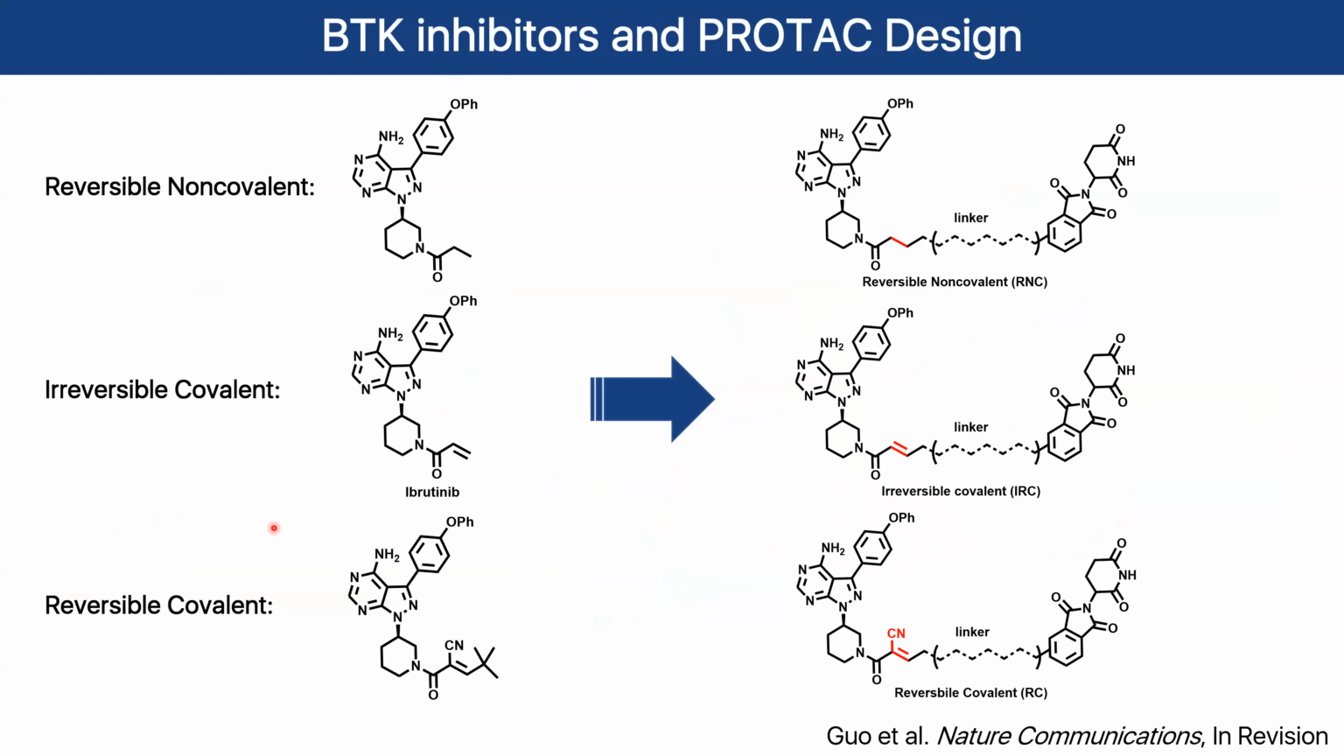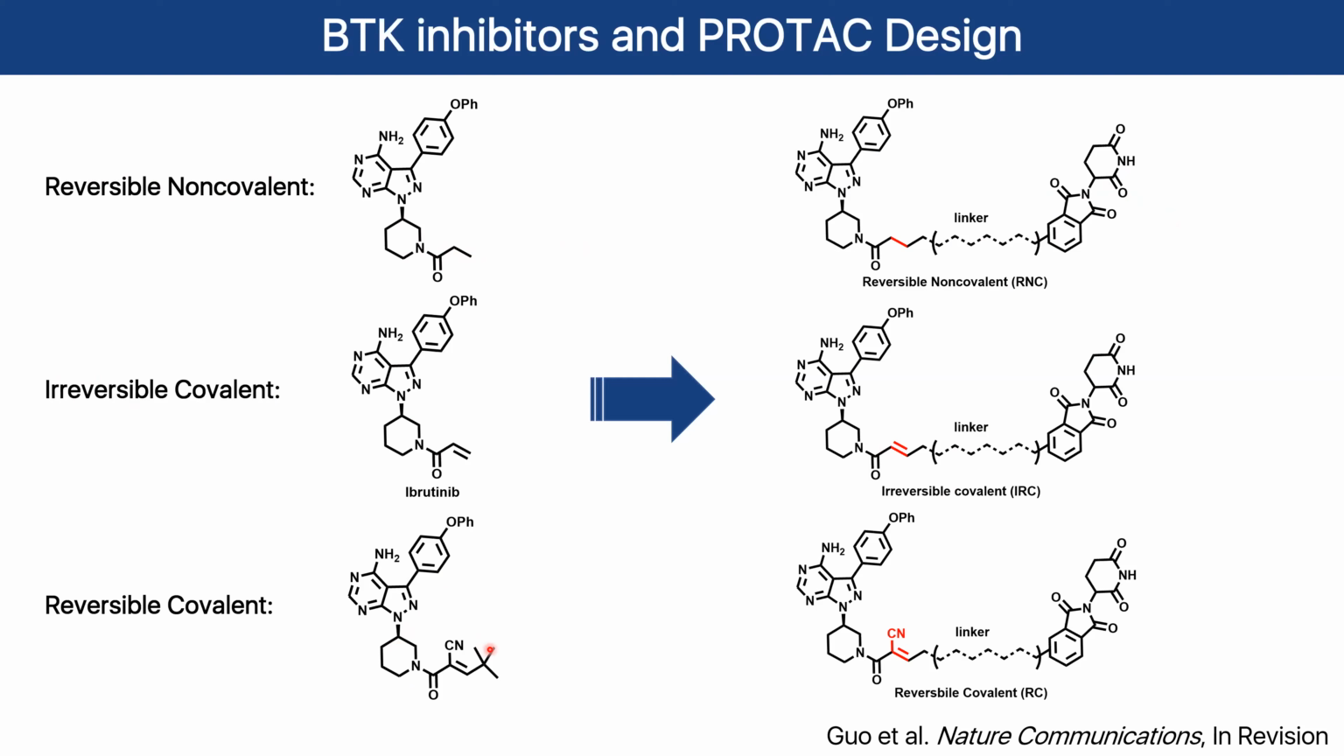For us, we basically try to convert these BTK binders and conjugate them with an E3 ligase binder, like thalidomide, which binds to cereblon. Then we compare different chemistry here. So one, we just get rid of the irreversible reacting group. We make a single bond here that becomes a reversible non-covalent binder. Or we can use the irreversible covalent, just like ibrutinib.